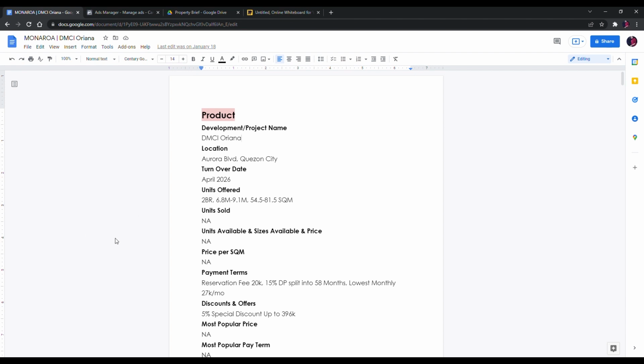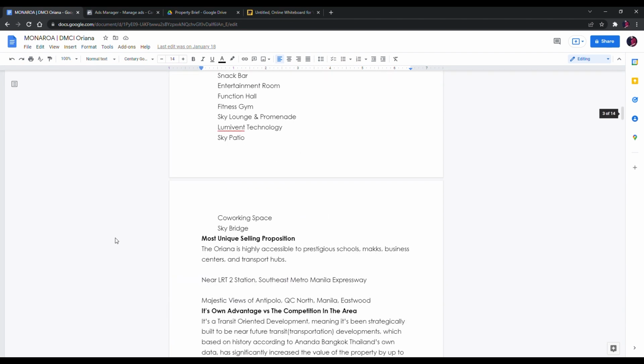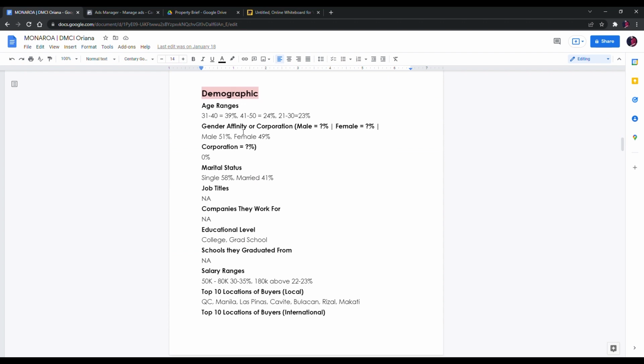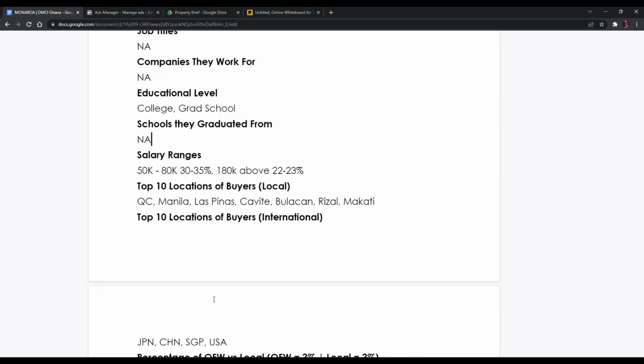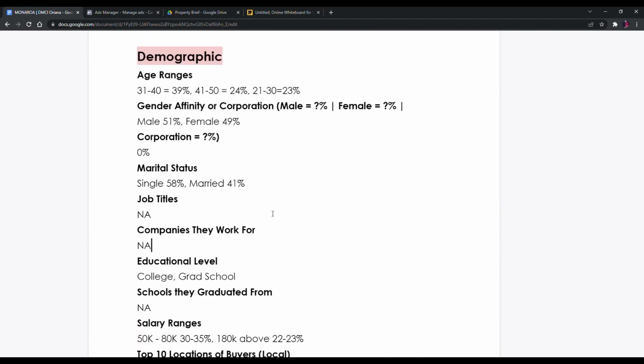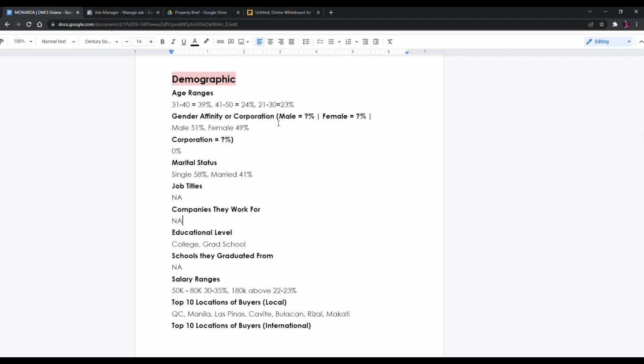So right here, if you're familiar with how this looks, we're just gonna go straight to the demographic side. This one's pretty much what I got from my research. As you can see, I still definitely haven't been able to get all of the answers to this, but I pretty much have enough data to be able to run this one. This is the demographic side. We have the age ranges, so 31 to 40 has the biggest percentage of buyers, then 41 to 50, so pretty much ranging from 21 to 30 all the way to 50. So what I can confidently say right here is we're gonna target an age range between 25 to 50.